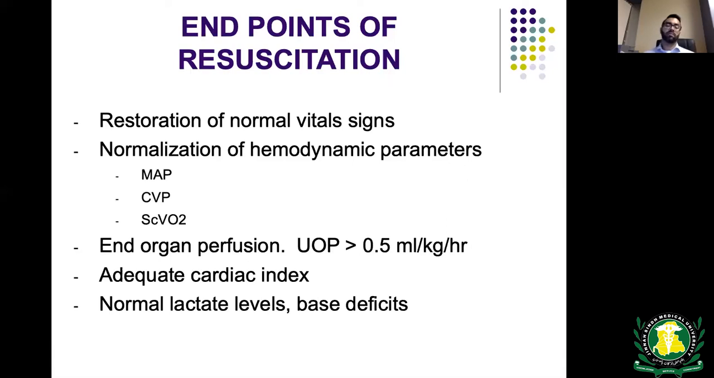In the pediatric population, because they have a high concentration of free water, we use 0.5 to 1 ml per kg per hour. If you have been following cardiac index, cardiac output, they should normalize. Cardiac index at least 2.2 and above. Lactate levels and base deficits should also normalize.